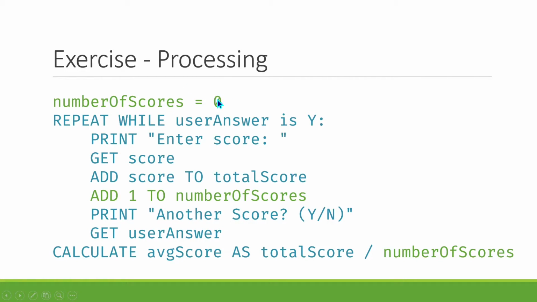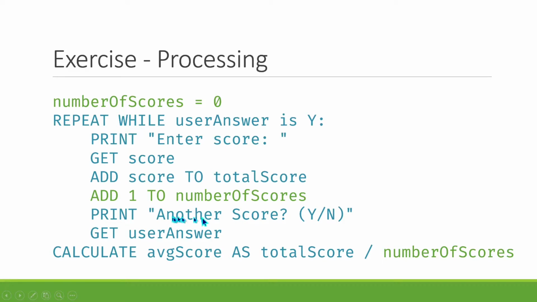I initialize it to 0 because I guess it's possible the user might not want to enter anything right away, so we might have no scores. And then inside the loop, when the user enters a score and I add it to the total, I'm going to increment the number of scores by 1. So when the user enters a score and I process that score, my number of scores increases. For the first iteration, it's going to be 1 because I'm going to add 1 to 0. For the second iteration, if they do another one, it's going to be 2. For the third iteration, it'll be 3, etc.